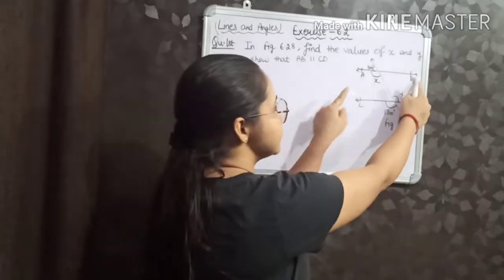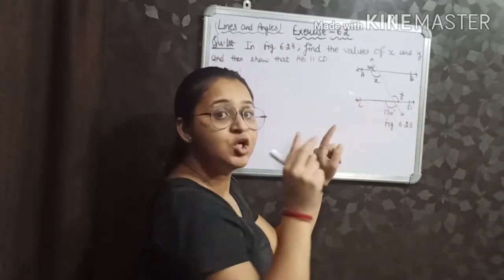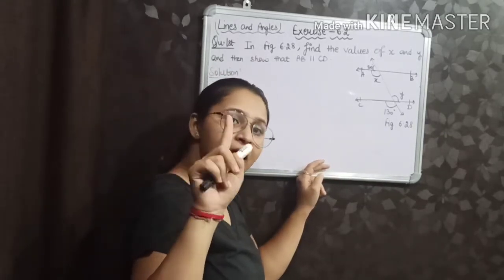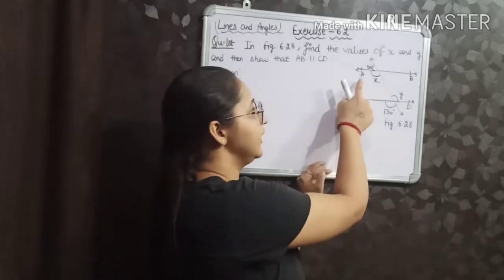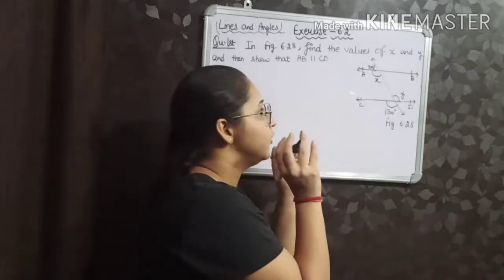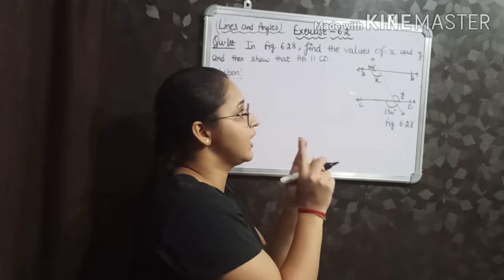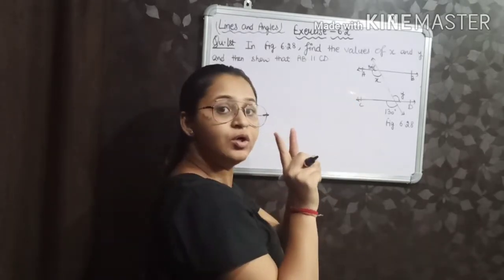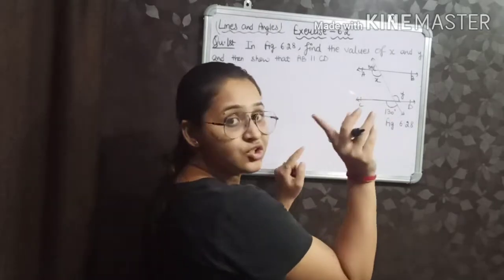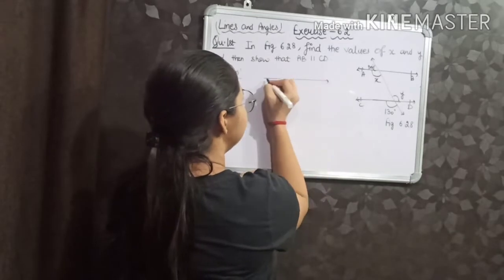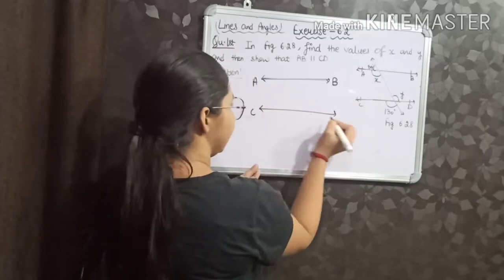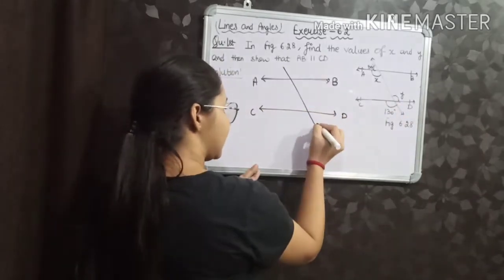Where is line AB? This is line AB and this is line CD. So we have to find the values of angle x and angle y, and also we have to prove that line AB is parallel to line CD. So first of all, note here in this question that these two lines are not given as parallel lines. These are normal lines. AB and CD are just two lines. This is line AB. This is line CD. And this is a transversal line.